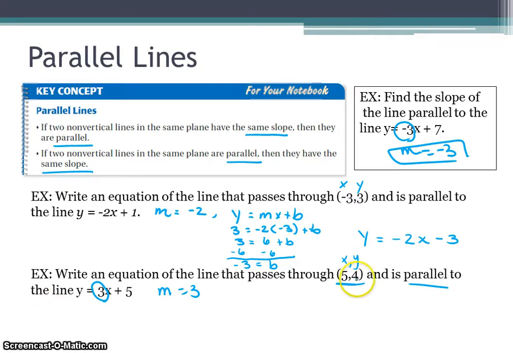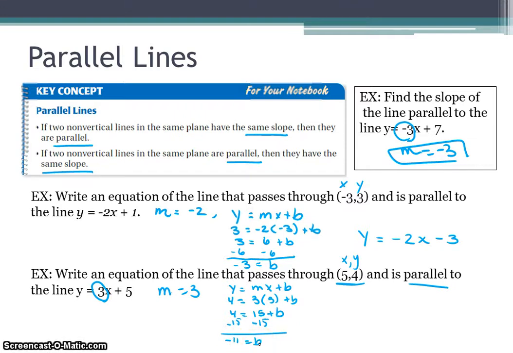Okay, so I have my x and my y and my slope. So I'm going to plug it into my y equals mx plus b formula. I'm going to plug in my y, which is 4, my m, which is 3, times my x, which is 5, plus my b. I'm going to simplify. So 4 is 15 plus b. And I'm going to continue solving for my b. So I'm going to subtract 15 from both sides. And I get negative 11 is b.